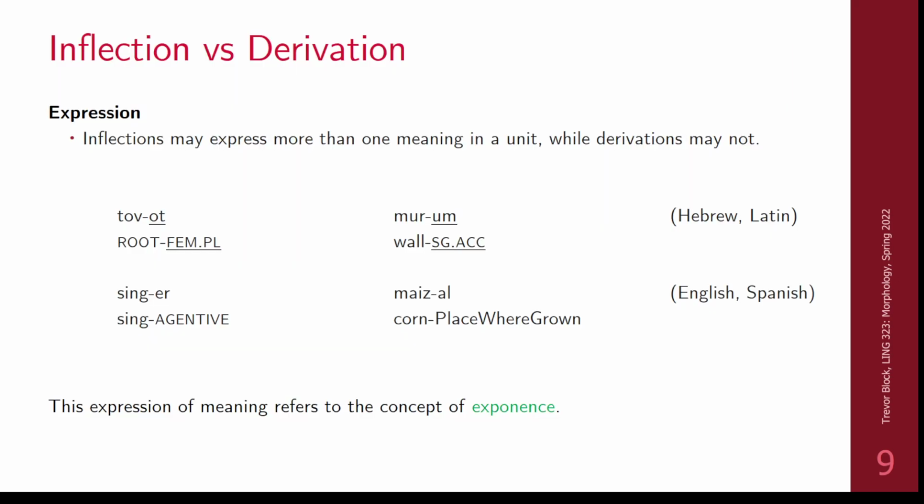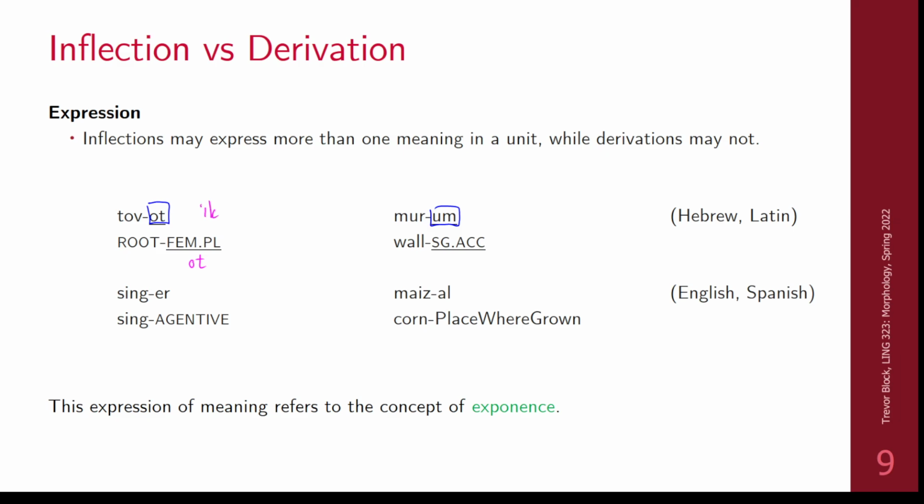Finally, expression. So this is what we'll talk about next week with exponents. When you have an inflectional morph, like let's say tov ot or mur, this ot, inflections can express more than one morpheme within the same morph, or more than one meaning within the same morph. I think it might be better to put it like that. So ot here is feminine and plural at the same time. There is no way to break this apart. It's not like o is fem and t is plural. It's just ot is fem plural.